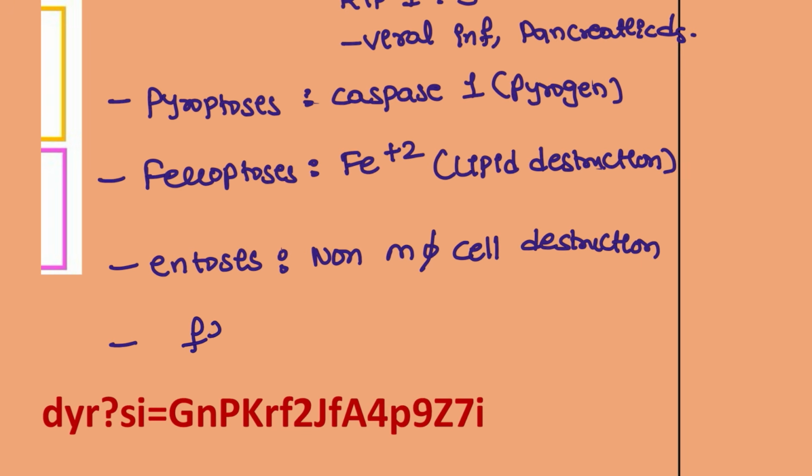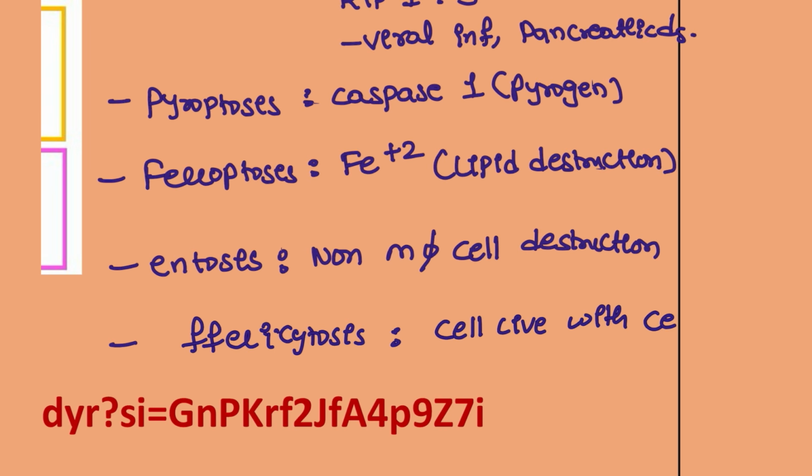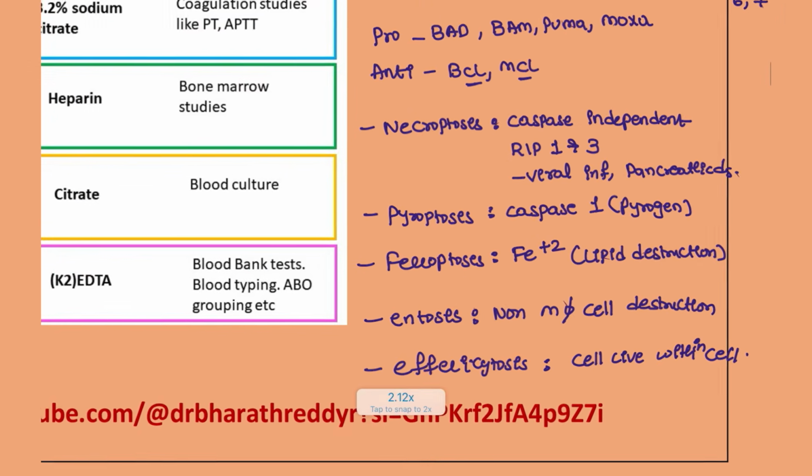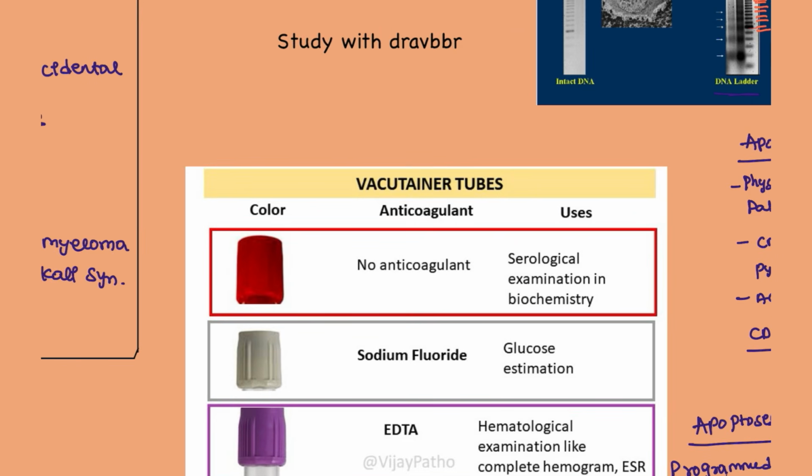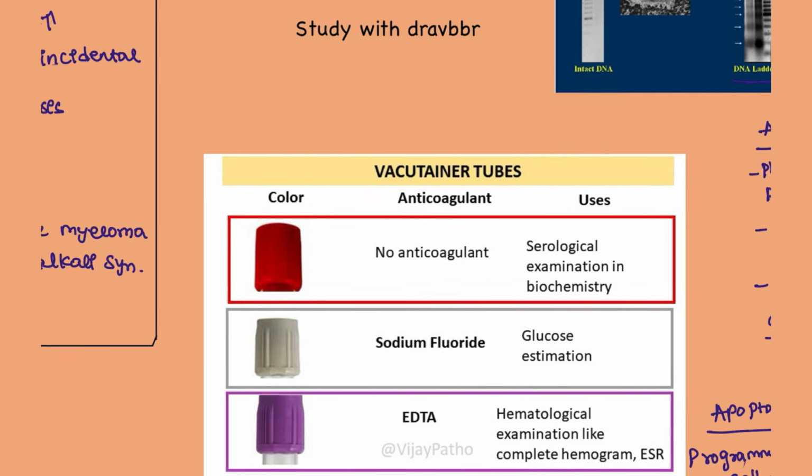Next, emperipolesis. What is meant by emperipolesis is cell life within another cell. That is known as emperipolesis. Different definitions in these questions have been asked previously in the examination, so please don't ignore those topics.